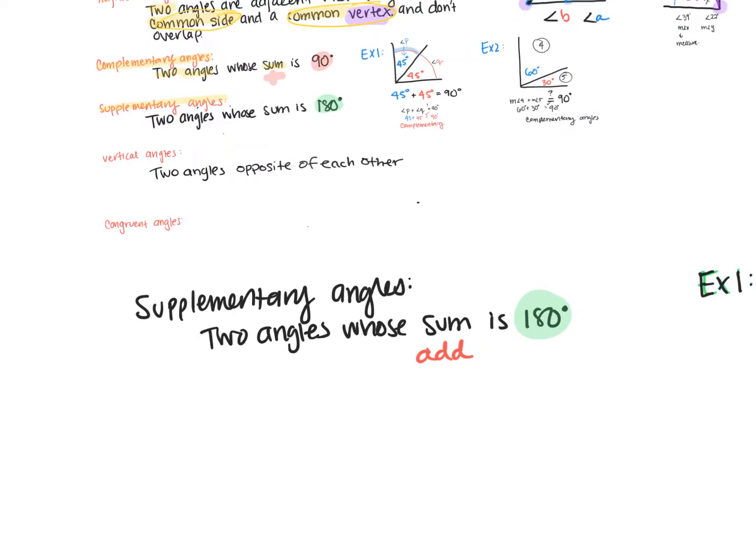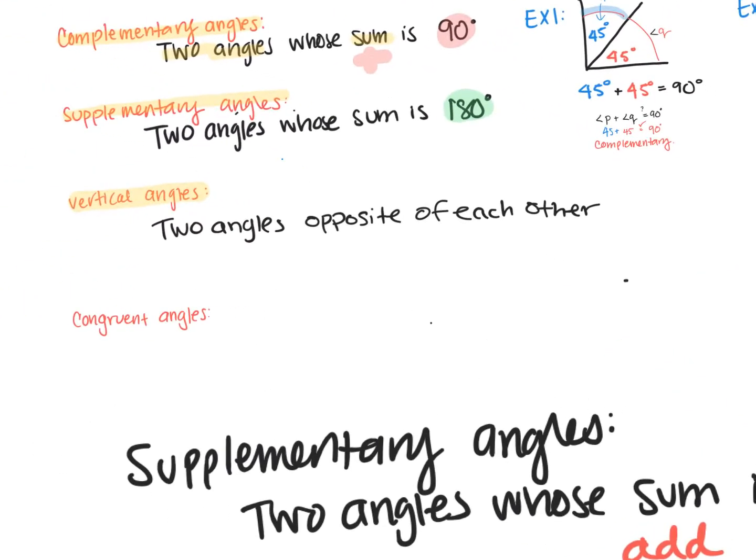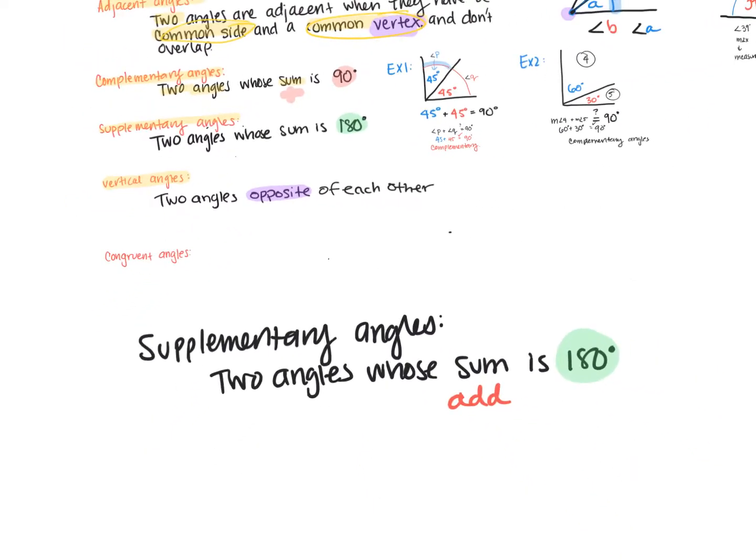Vertical angles, right? Now vertical angles are two angles opposite of each other, okay? Opposite is our word now. So let's use a different color. Opposite of each other. So vertical angles are two angles that are opposite. So how do you get angles that are opposite?